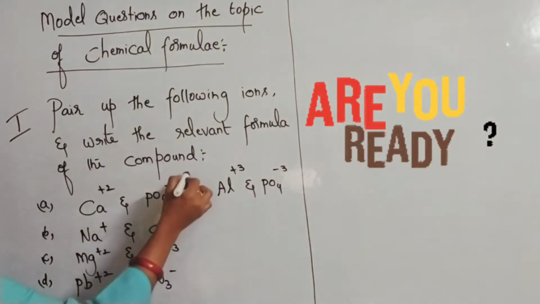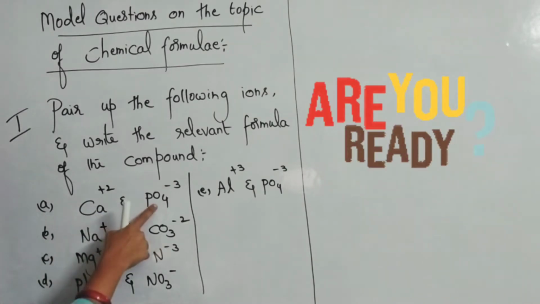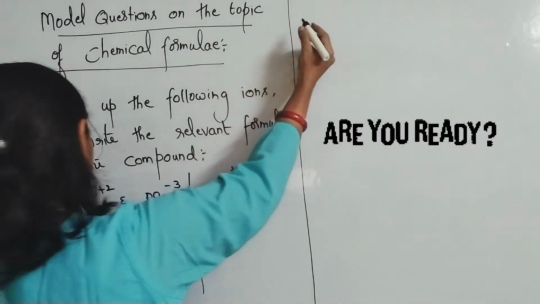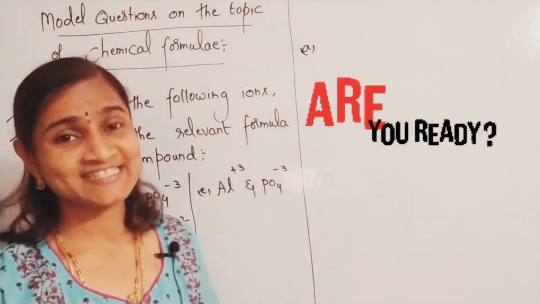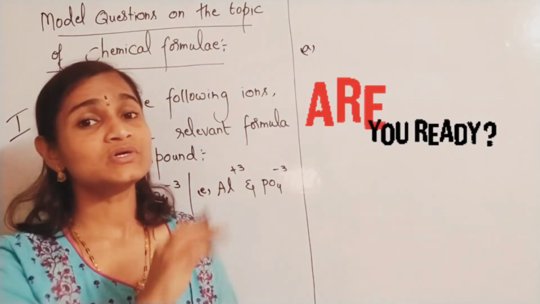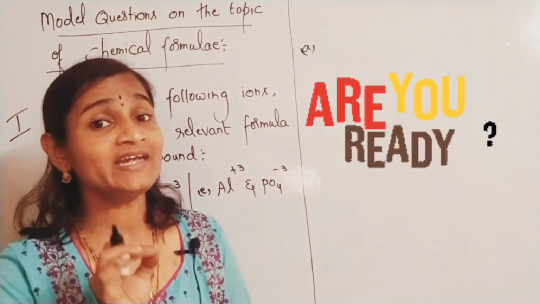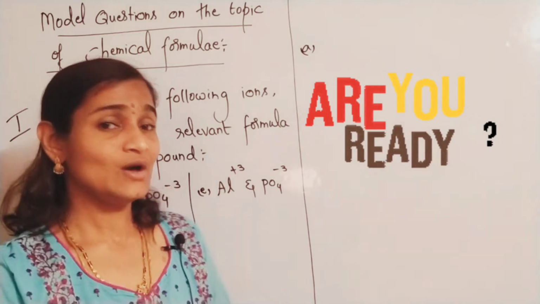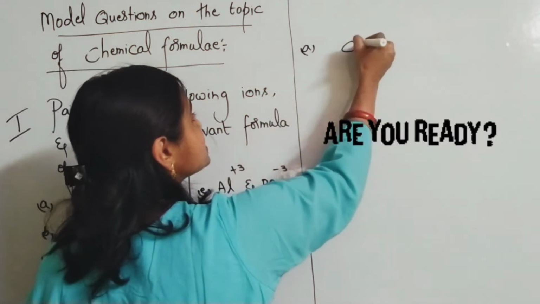So what is the question? Did you understand the question carefully? Ca plus 2, PO4 minus 3. What do you have to do? Which method do you have to use? Yes, the crisscross method. Cross over the charges, then you will get the relevant formula of the compound.